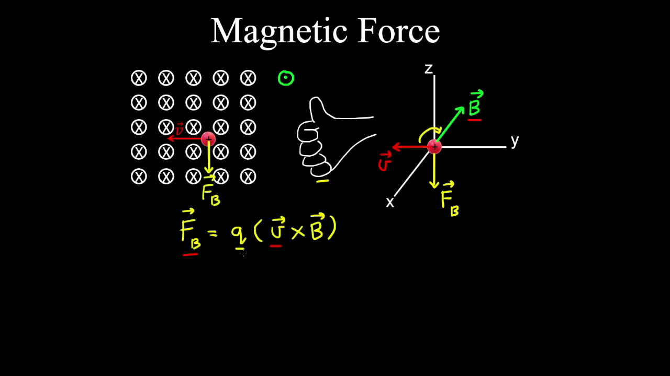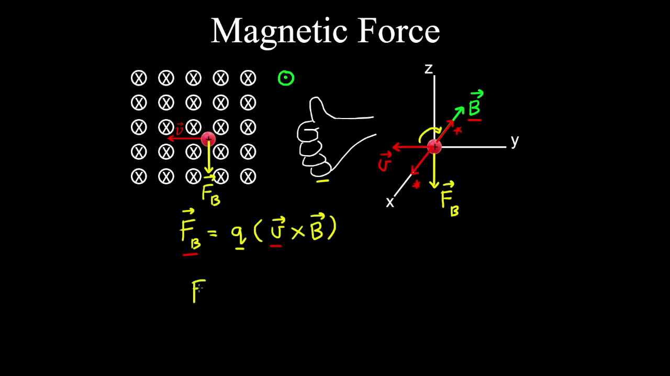So if the charge was negative, then the magnetic force will point upwards instead. Note that if V was parallel or anti-parallel to the magnetic field vector, this cross product would be zero. So only charges that travel across the magnetic field lines experience a magnetic force. In this case, the charge will be traveling parallel to the magnetic field lines.